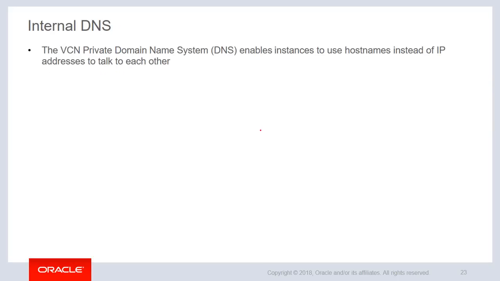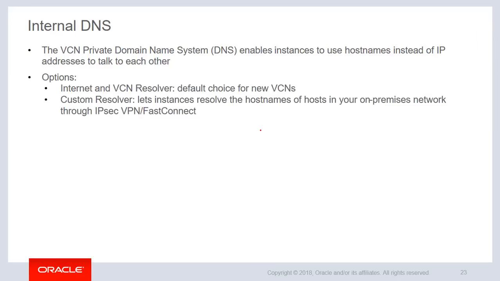Now we didn't talk about the DHCP option, but we have this thing called internal DNS service. So the VCN internal, or private, domain name system DNS enables instances to use host names instead of private IP addresses to talk to each other. There are two options available. There's one called Internet and VCN Resolver, which is the default choice for the new VCN, or there is something called a custom resolver.